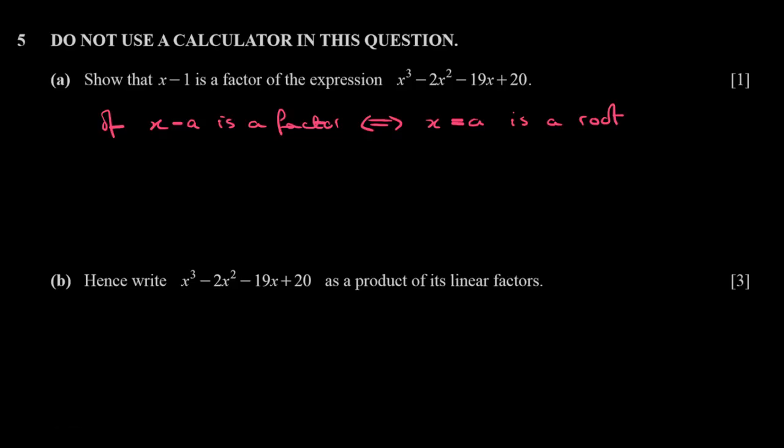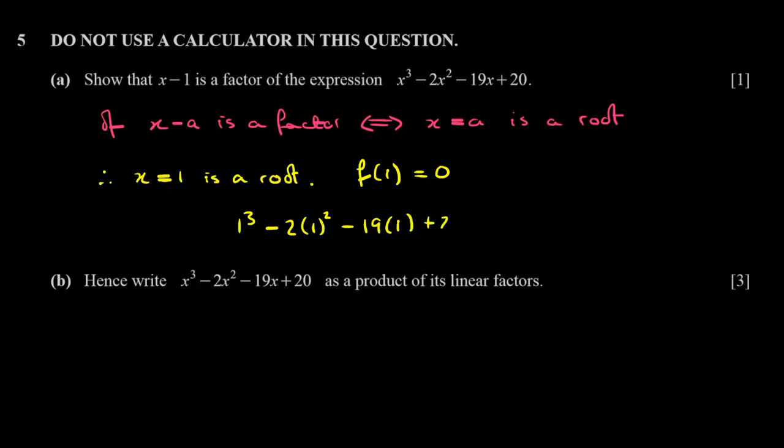So in this particular case, what we've got is we're told that x minus 1 is a factor. Therefore, we know that x equals 1 is a root. Now, how can we verify that it's a root? Well, we substitute x is equal to 1 into the equation, and what we should get is 0. In other words, we expect that f of 1 will be equal to 0. Well, let's just try that out. We're going to get 1 cubed minus 2 times by 1 squared minus 19 times by 1 plus 20.